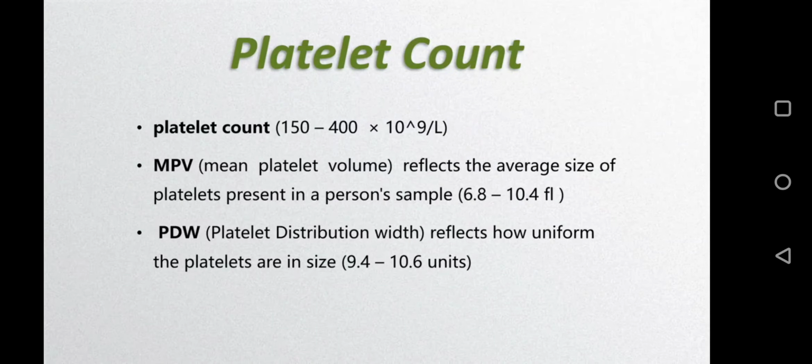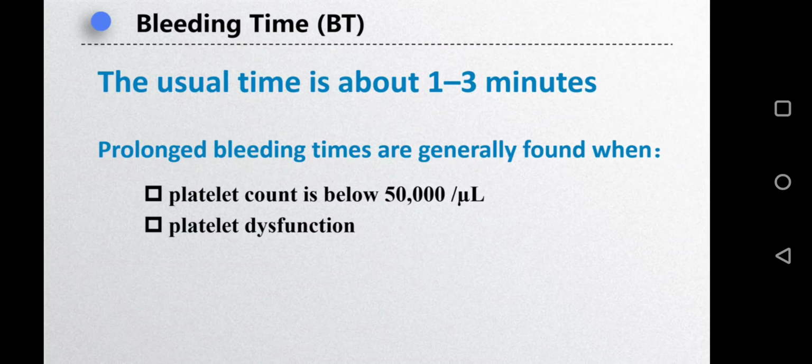Here is the normal value of platelet count. Prolonged bleeding times are generally found when platelet count is below 50,000. Platelet dysfunction: the bleeding time meter is usually used on the forearm. The usual time is about 1 to 3 minutes.